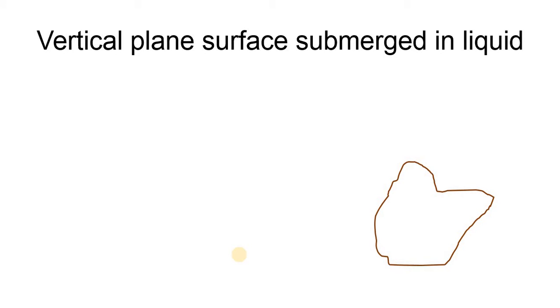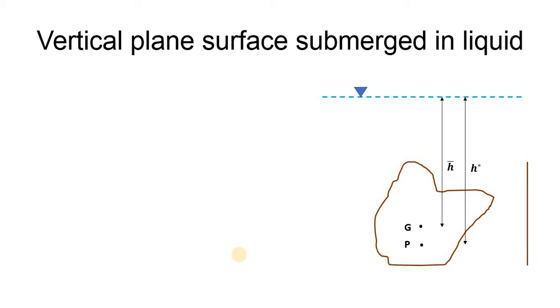Let us consider an irregular body of this order, and G is the center of gravity, P is the center of pressure, and this is the free surface. That means this irregular body is submerged in liquid. Now there are two distances as far as the free surface is concerned. One is the distance from the free surface to center of gravity, that is h bar, and the other one is the distance from the free surface to center of pressure, that is h star.